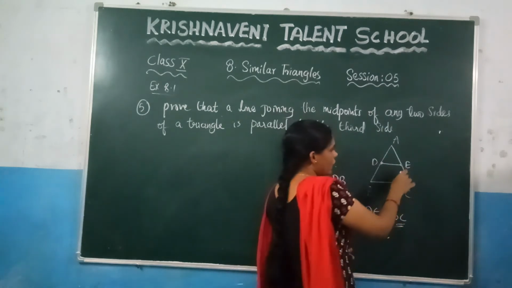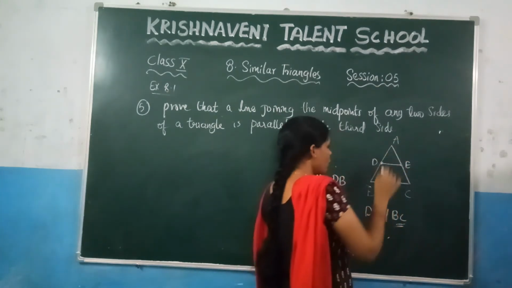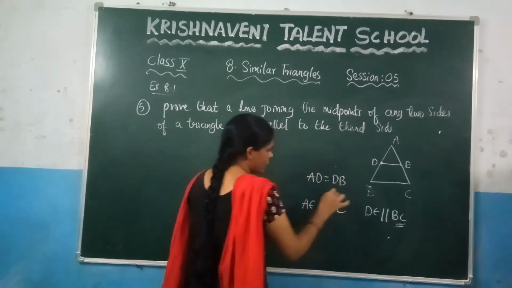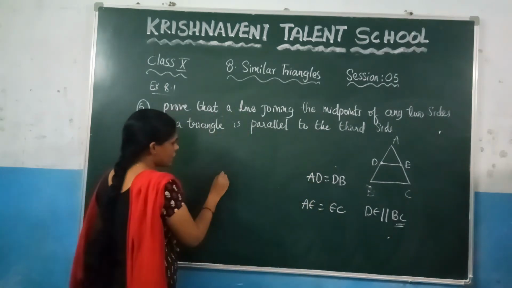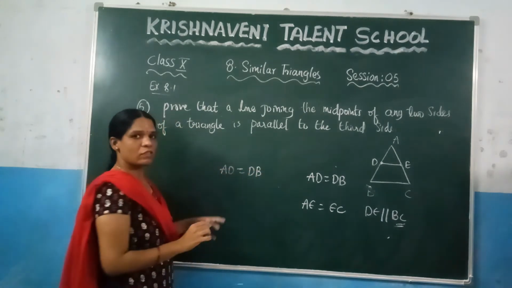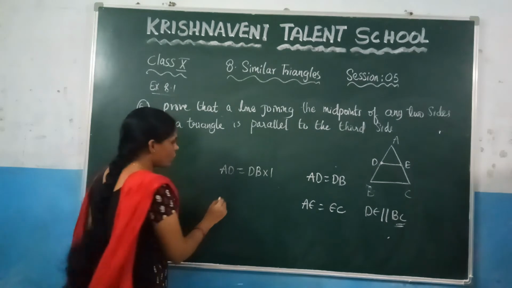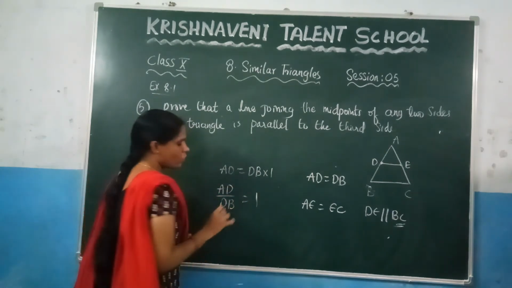Similarly, they have given here E is the midpoint of AC. So you can write AE is equal to EC. Right? And after that, if you take the first condition, AD is equal to DB, if you take DB to this side, it will become division, because you can write this one as into 1. So here what you will get, AD by DB is equal to 1.